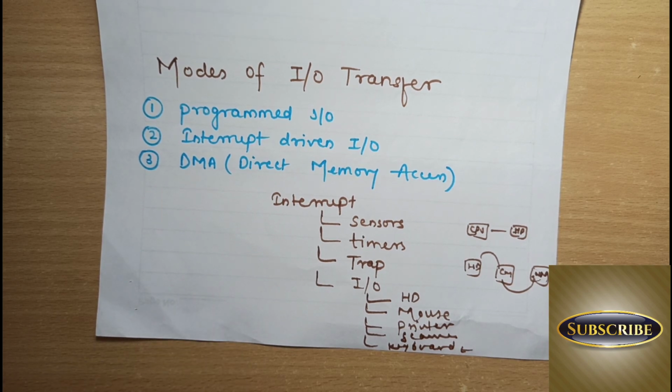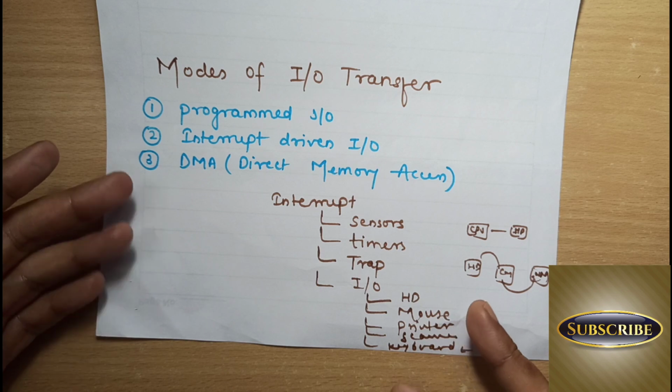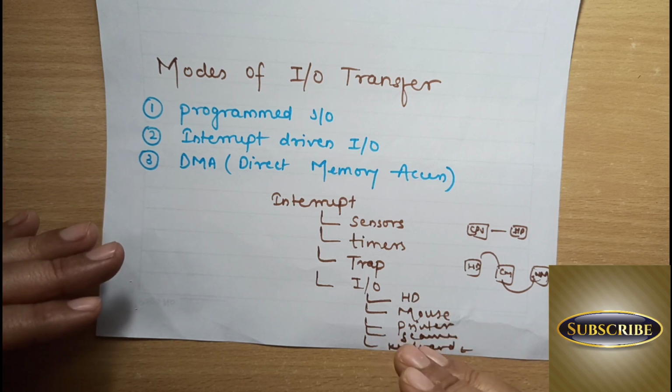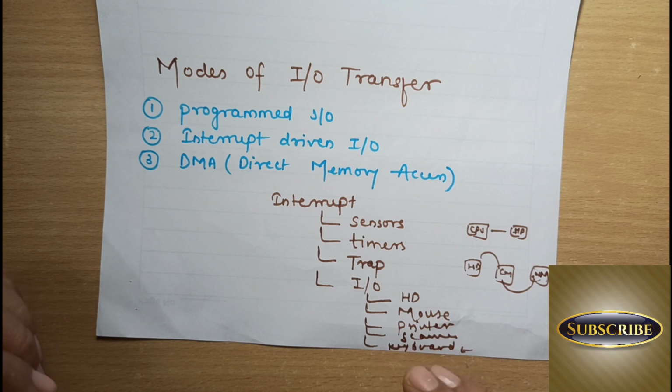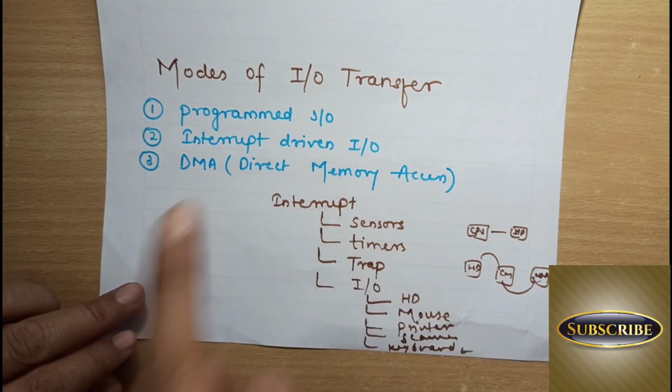Okay, so I think you have understood what an interrupt is, and the different ways through which an interrupt can be generated in a computer system. Because I will be talking about IO devices, I have discussed the different IO devices which can generate interrupts and what the priorities of these IO devices are. So in the next video we will be discussing the first method of modes of IO transfer, that is programmed IO.